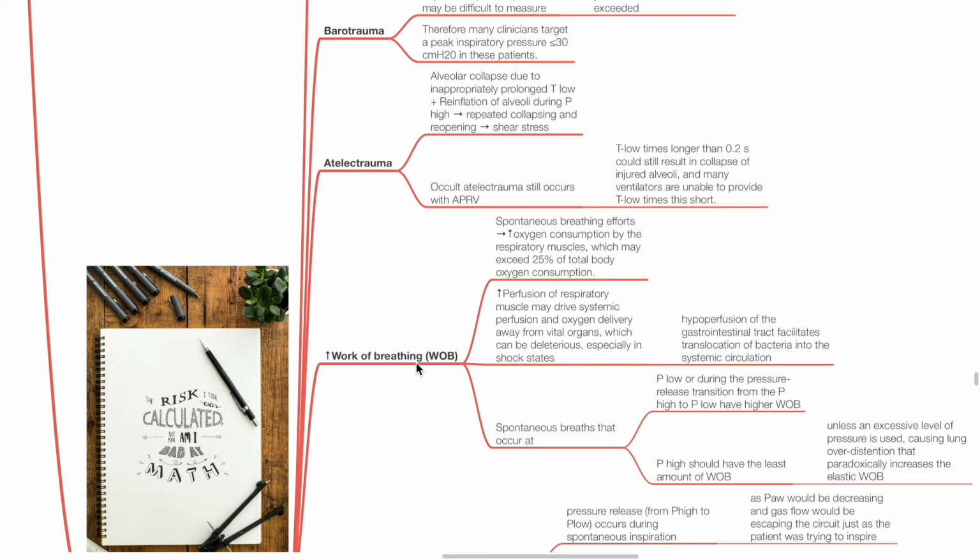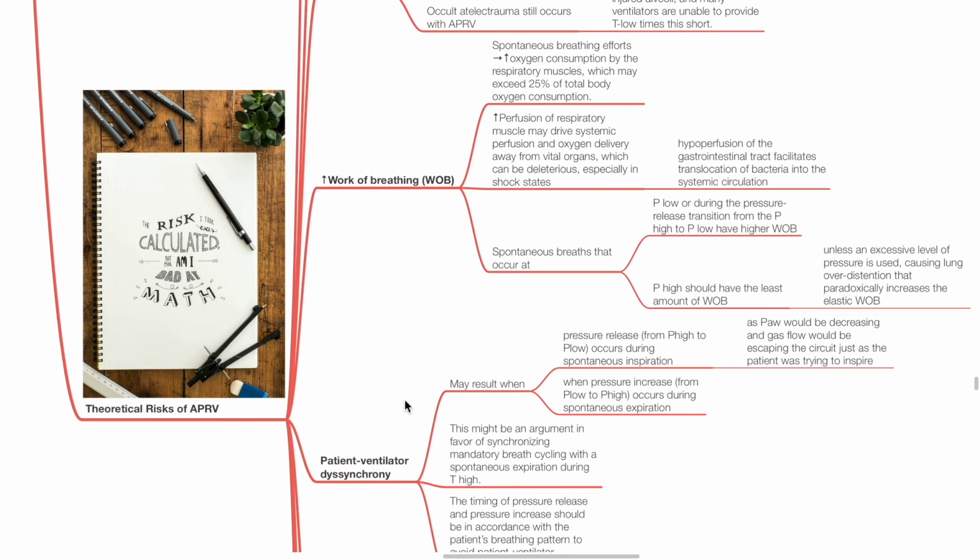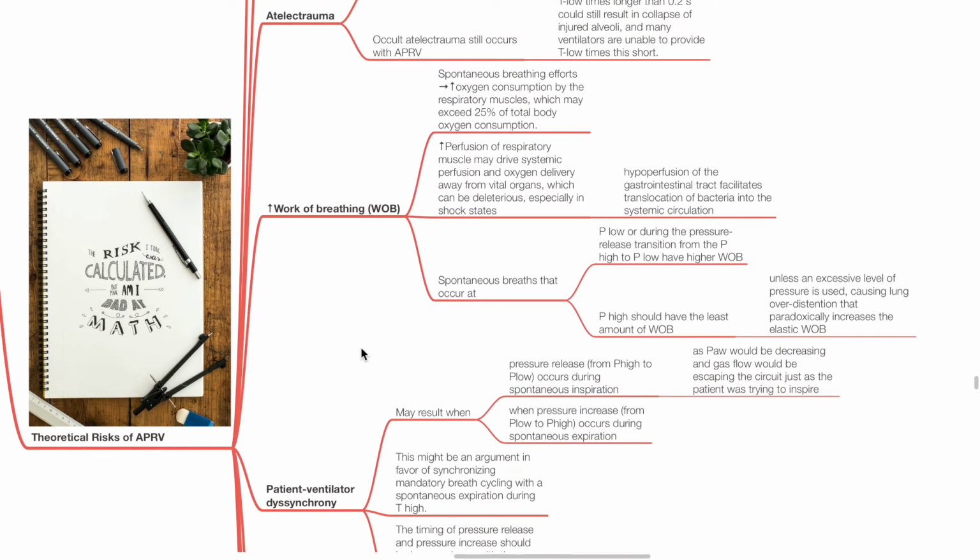Occult atelectrauma still occurs with APRV. T-low times longer than 0.2 seconds could still result in collapse of injured alveoli, and many ventilators are unable to provide T-low times this short. Increased work of breathing: spontaneous breathing efforts increase oxygen consumption by the respiratory muscles, which may exceed 25% of total body oxygen consumption. Increased perfusion of respiratory muscle may drive systemic perfusion and oxygen delivery away from vital organs, which can be deleterious, especially in shock states.